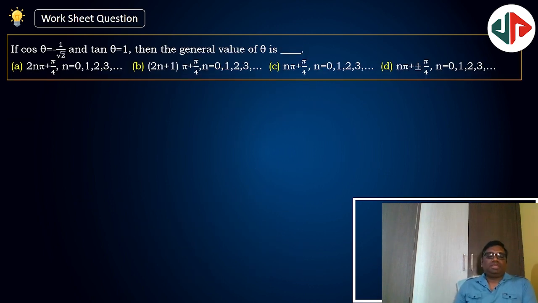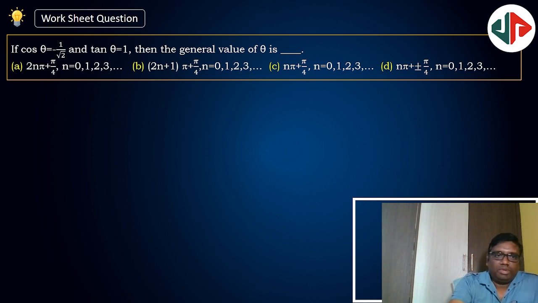If cos theta is equal to minus 1 by root 2 and tan theta is equal to 1, then the general value of theta is... Whenever it is given like this, you have to remember that the value is 2n pi, 2n pi only will exist. The reason is that the theta value should satisfy the cos function as well as the tan function.